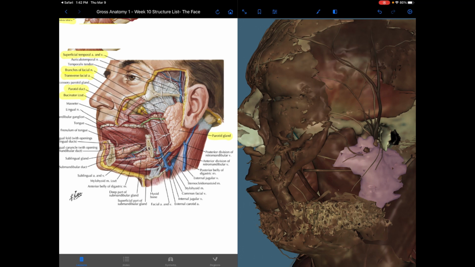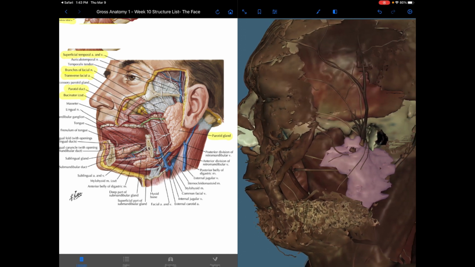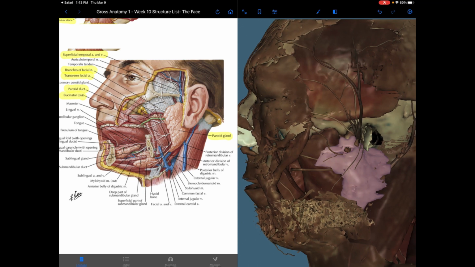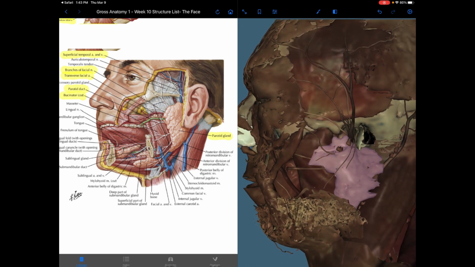The structures within the parotid gland from superficial to deep are going to be the facial nerve, the retromandibular vein, and the external carotid artery. And some of the anatomical relations to the parotid gland include, superficially, the skin, the superficial fascia, and branches of the great auricular nerve.